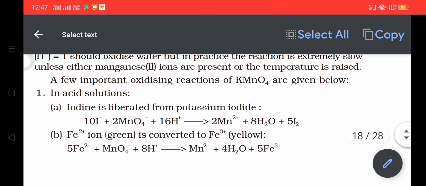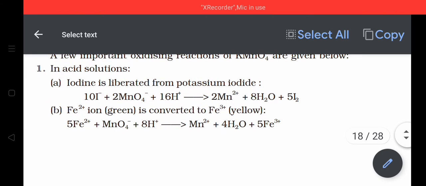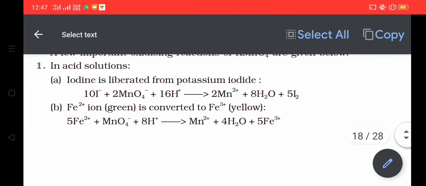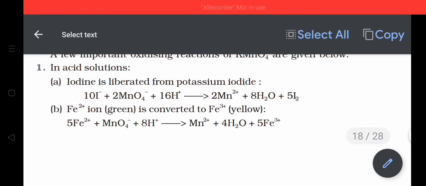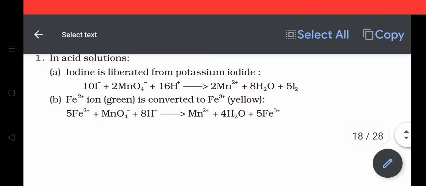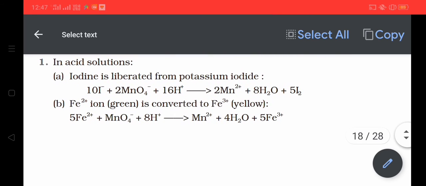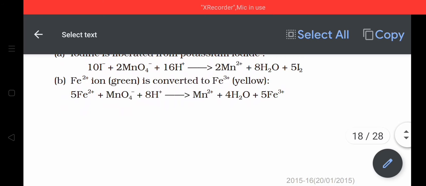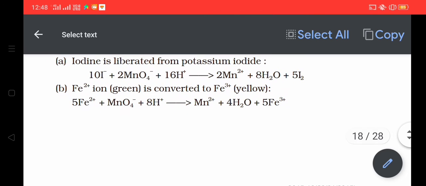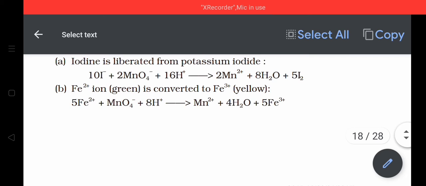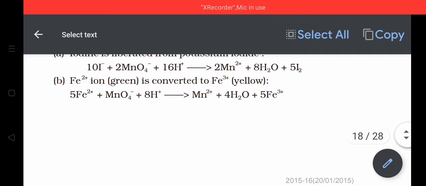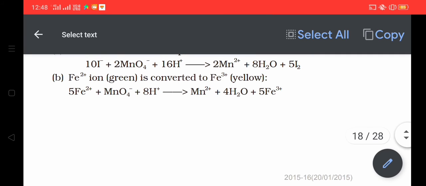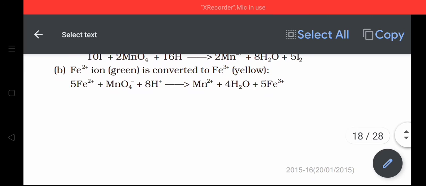For example, here it is seen in acidic solution, if I negative is taken in presence of permanganate ions in acidic medium, I negative is changed into I2, MnO4 negative is changed into Mn2 positive, and oxygen is changed into water, then you can balance the equation easily. Similarly, if you write oxidation of iron 2 plus MnO4 negative plus H positive, iron 2 is changed into iron 3 positive, MnO4 negative is changed into Mn2 positive, and oxygen is changed into water.